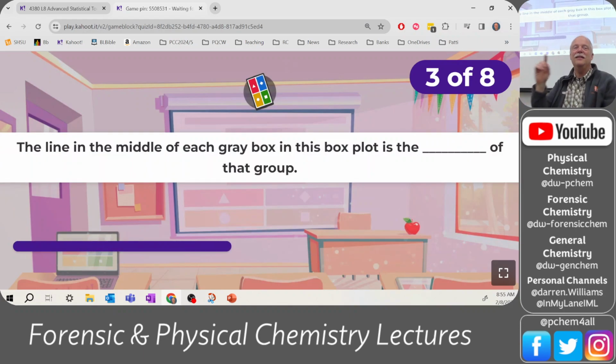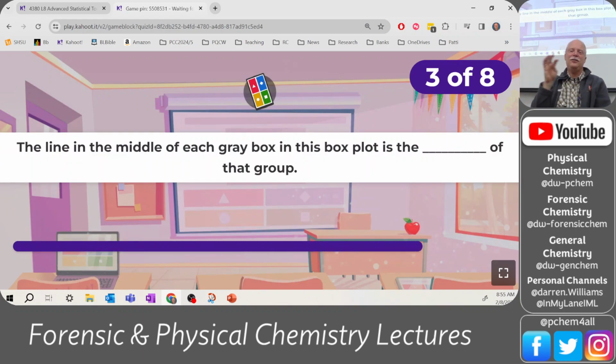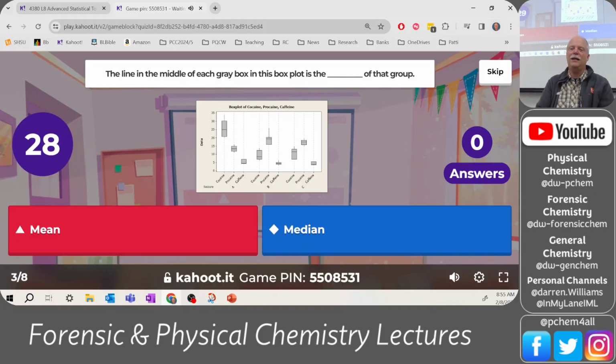The line in the middle, this is tricky. The line in the middle of each gray box in this box plot is the blank of the data. 50-50.